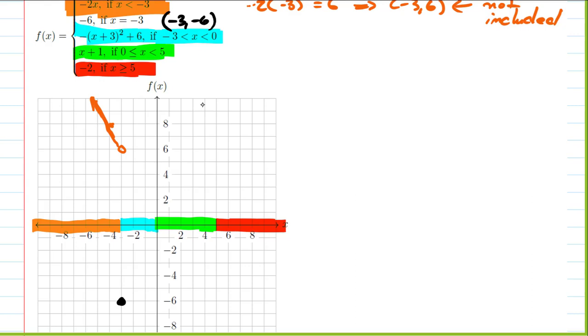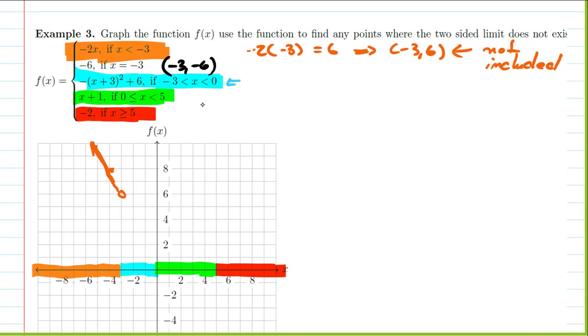So now I'm to my blue stuff, and it says -(x plus 3) squared plus 6 if -3 is less than x is less than 0. Well, this is the graph of a parabola, and it's in vertex form, right? So where is my vertex going to be? Well, the plus 3 shifts it to the left 3 units, and the plus 6 shifts it up 6 units. So this is a parabola with vertex -3, 6.